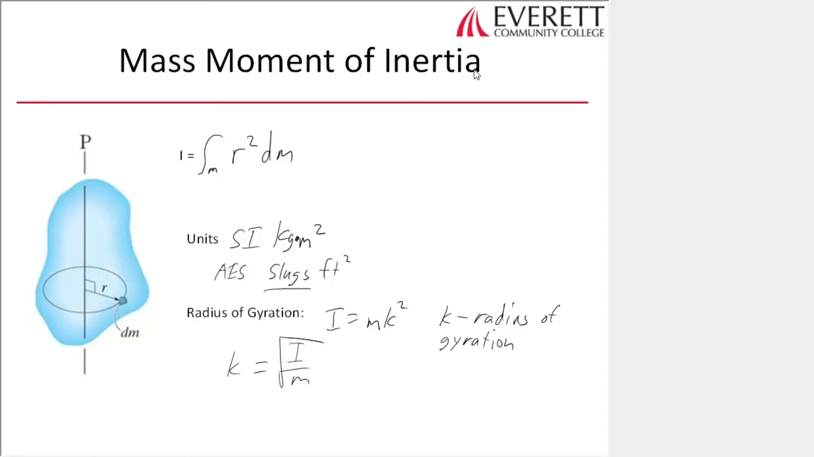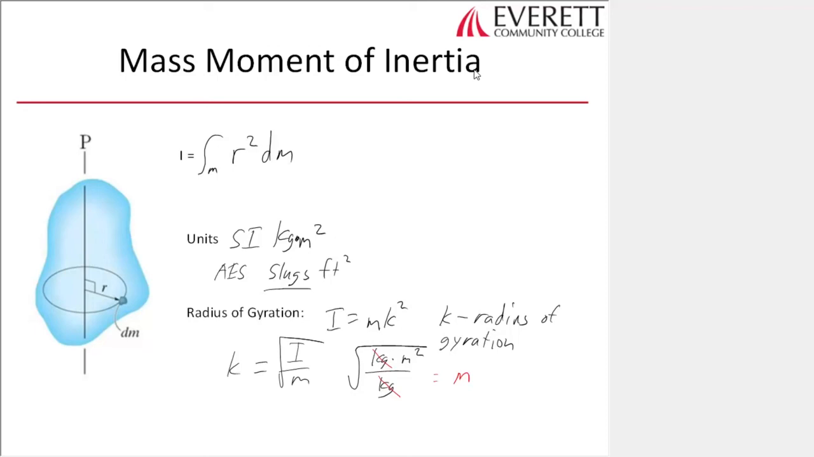That might seem a little funny to start off with, but let's plug in some units. We just said that in the SI system, I is going to be kilogram meters squared. So this would be the square root of kilogram meters squared over kilogram. Right? Got a cancellation, square root of meters squared. Units are meters.